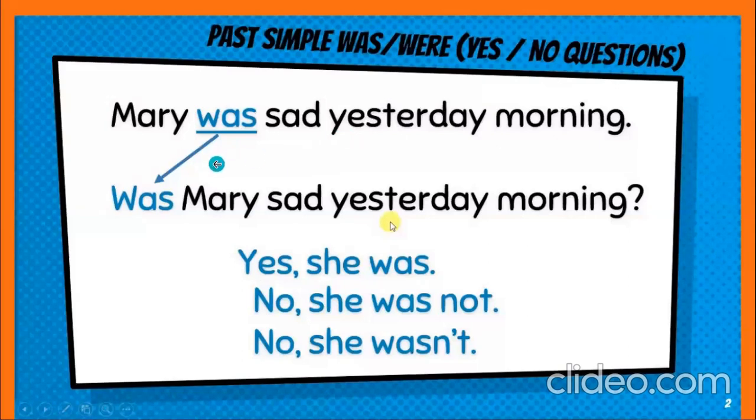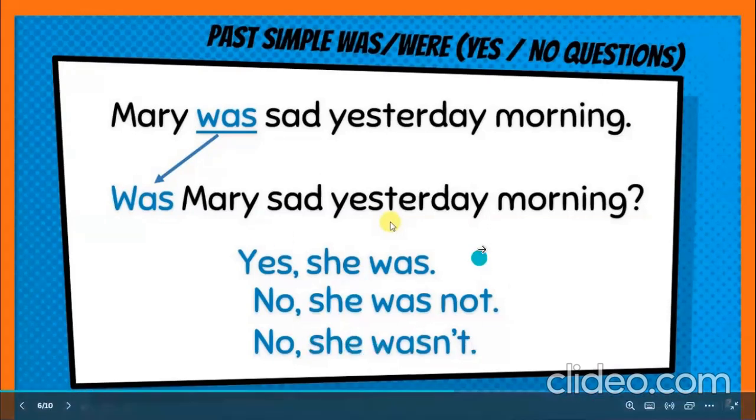And for creating questions, we use at the beginning was. In this case, because we are using the verb be, we use was or were instead of did. It says, was Mary sad yesterday morning? So we switch position. We have first was, then we have the subject Mary. And we have the options. Yes, she was, or no, she was not, or in the contraction, no, she wasn't. Okay.